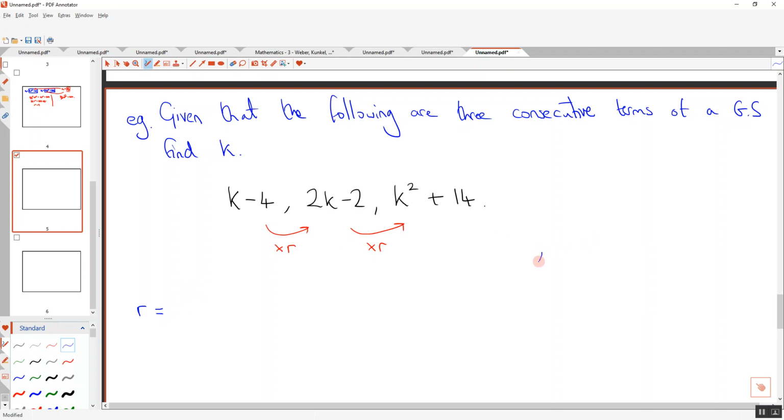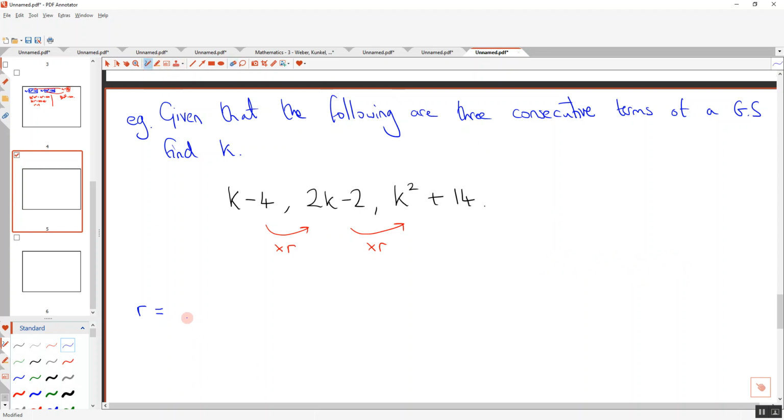Here's another question for you. What is r in this example? 2. How did you get that? Yeah, you did 8 divided by 4. What else could you have done? You could have done 16 divided by 8. You could do 32 divided by 16. Correct?